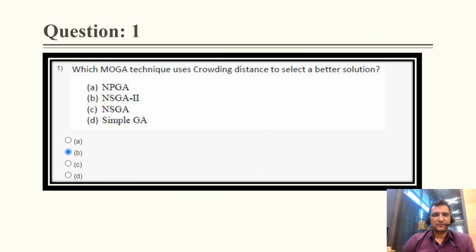Question number 1, which MOGA technique? The MOGA technique, meaning multi-objective genetic algorithm technique, uses crowding distance to select a better solution. So for a better solution and for crowding distance, the correct answer is NSGA2, that is non-dominating sorting genetic algorithm. This algorithm is an updated version of NSGA, right? So the correct option is B.